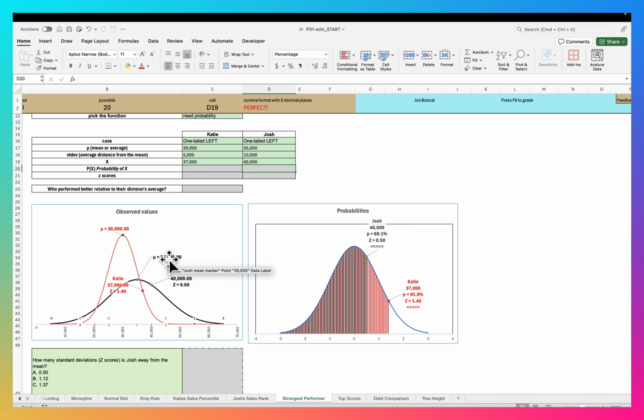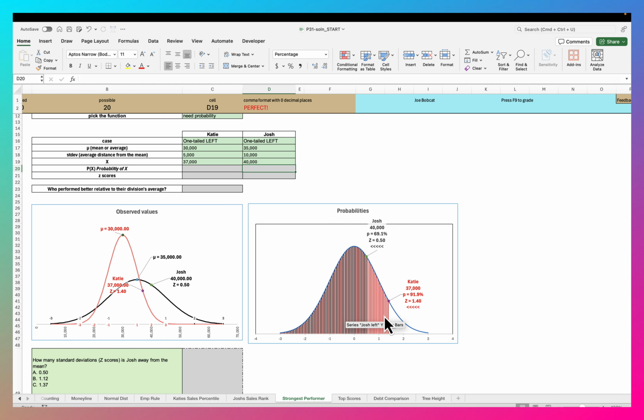So here's Josh at 35,000. He's selling 40,000. So in absolute terms, he's selling more than Katie, because she only sells 37,000. But he's only 0.5 standard deviations above the mean. Now, it's hard to see it here because they're on different graphs on different scales. But if we put the two together, just based upon the z-score, we can see clearly that Katie's ahead of Josh.